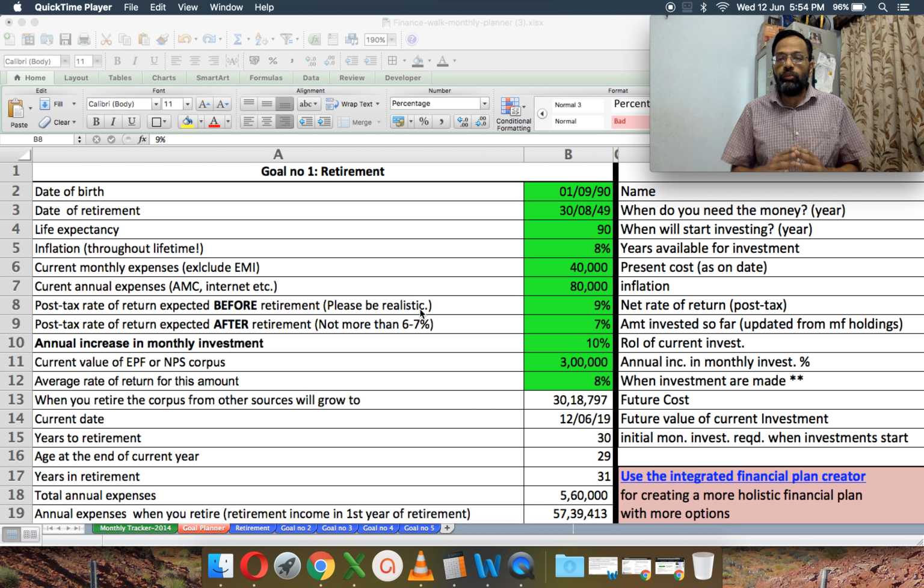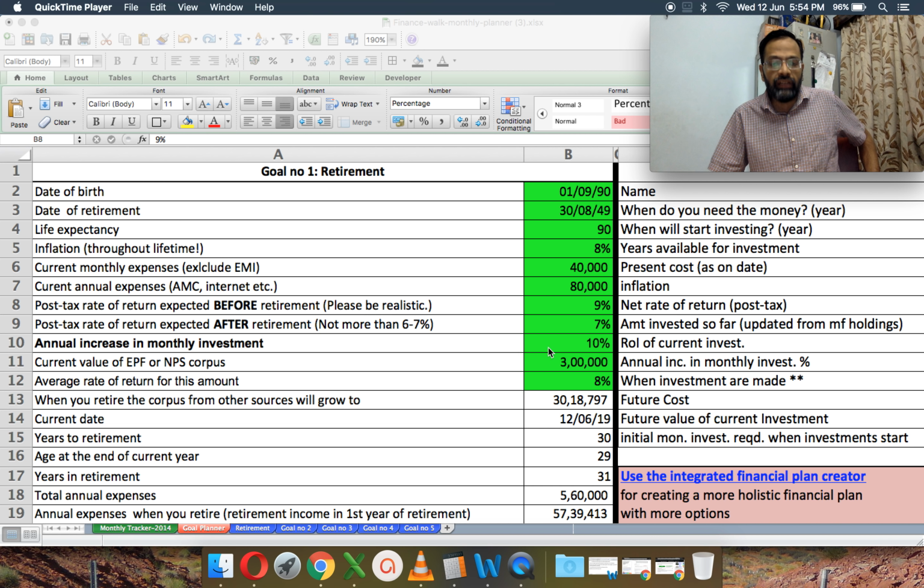The point I'm trying to make is this calculation has to be redone every year. When I say current monthly expenses, these are current monthly expenses in 2019. You have to come back to this calculator in 2020 and write down the current monthly expenses at that point in time. That is how you take into account lifestyle creep and any unexpected increase in expenses and so on. So this is a major mistake if you are not using a retirement calculator or goal planning calculator every year. You have to use it every year.